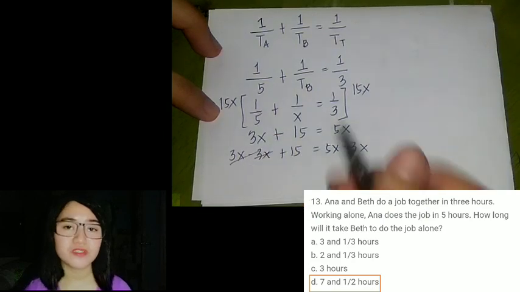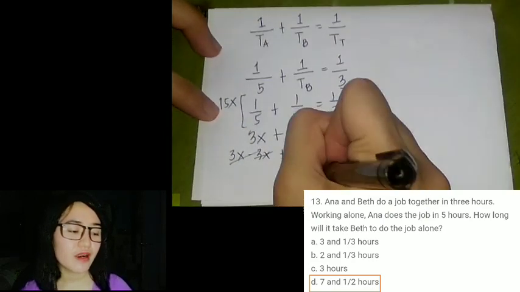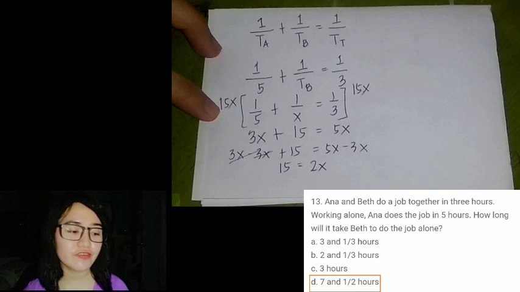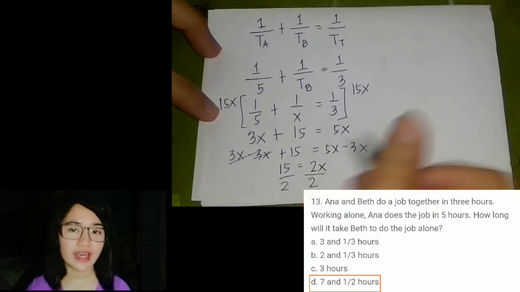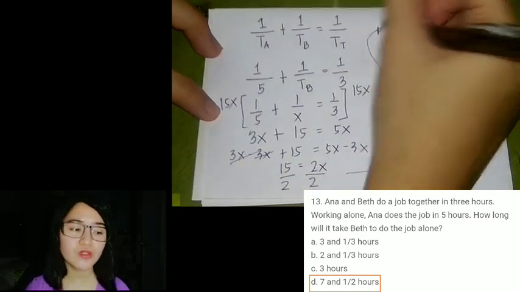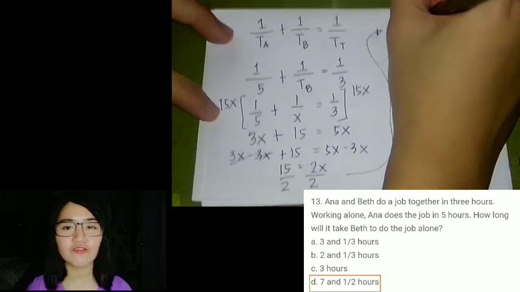By subtracting both sides by 3x, ang matitira na lang sa kabilang side is yung 15, and then sa kabila, 5x minus 3x which is 2x. And then, para makuha natin yung value ng x, i-divide natin both sides by 2. So, ang sagot natin is 15 over 2.